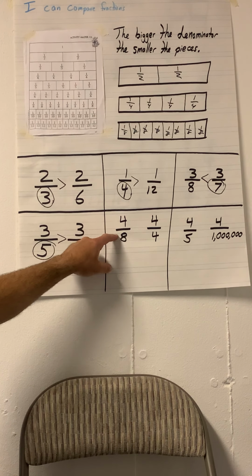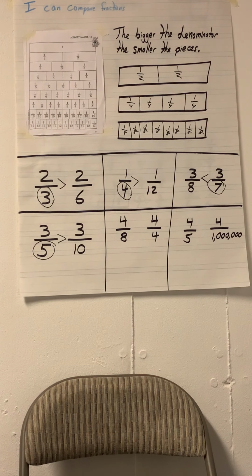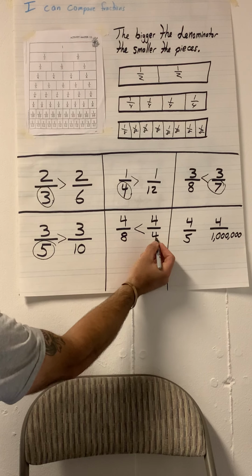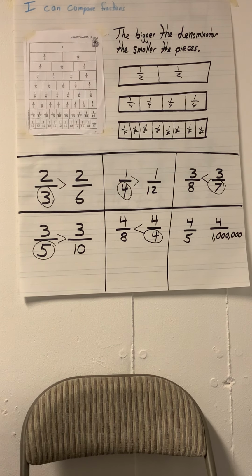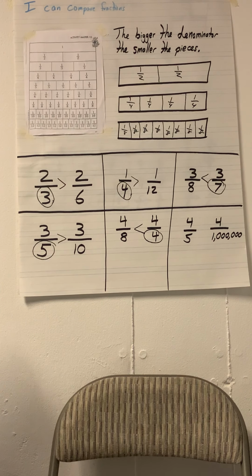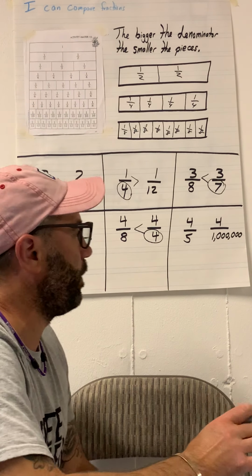So would you rather have 4/8 or 4/4? They're both 4, and fourths are definitely bigger than eighths. Actually, fourths are double the size of eighths. Now, this is my favorite one. Kids always get this wrong.